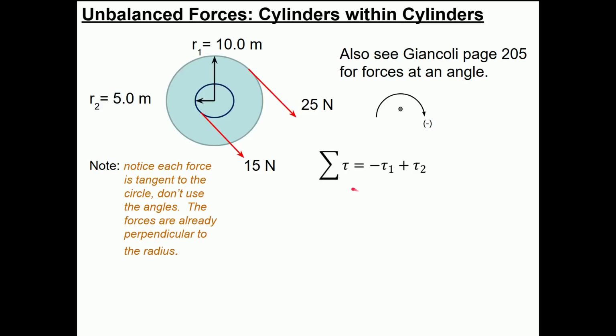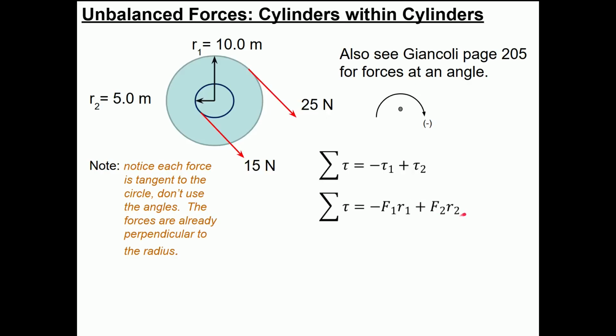Set up your torque equation, the net torque. So for 1, it's going to be negative. Radius 1 is 10 meters, so that's the 25 newtons. My thumb goes into the screen, my fingers go with the 25, that's a negative torque. While the 15, that's R2, the radius of 5 meters. My thumb would come out of the middle, and my fingers would curl in the direction of the 15 newtons. So that's positive. So torque 2 is positive. So put in our torque equation, force times radius times sine 90, so that's 1.